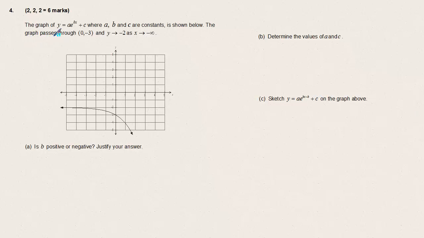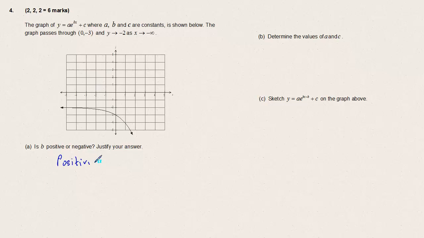The graph of y equals ae to the bx plus c, where a, b and c are constants, is shown below. The graph passes through (0, -3), and y tends to -2 as x tends to negative infinity, which means that this is an asymptote here. Is b positive or negative? Justify your answer.